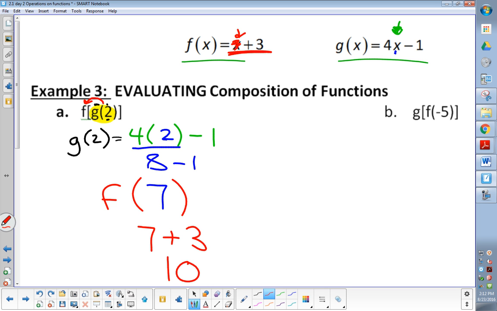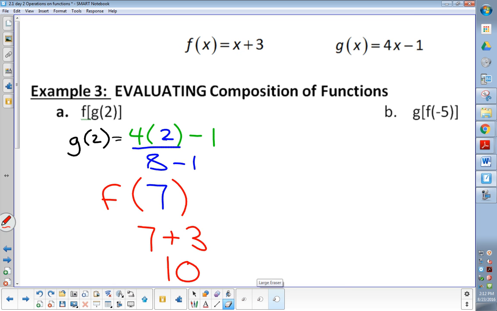Okay, so again, here's the fast-forwarded version. I did lots of work there. Take 2, plug it into G. 4 times 2 is 8, minus 1 is 7. Once you get that answer, you plug it into F. 7 plus 3 is 10. Done. Try letter B on your own. G of F of negative 5. Try it on your paper.